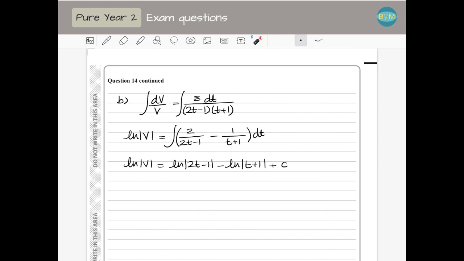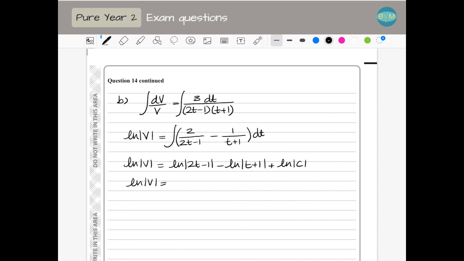Or as I have all logs, instead of this, I'm going to write ln of the constant, because any number can be written as ln. And now, using the properties of the logs, I'm just going to put everything together. I'm just going to collapse all, if you want to think that way.